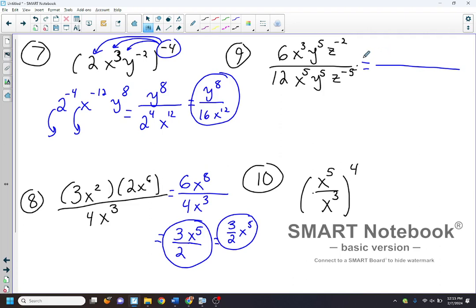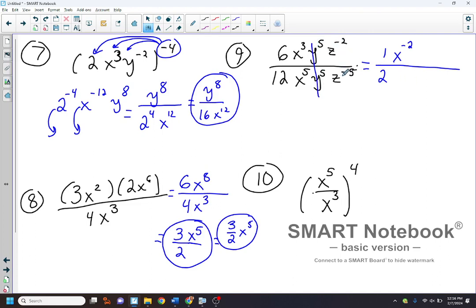Okay. For this one, we'll do 6 over 12 first, which is 1 over 2. Now I'm doing the x's. Notice here, I'm going to put all the x's or variables on top before moving anything. So it's going to be 3 minus 5, x to the negative 2. Y to the 5 over y to the 5, wait a second, that's y to the 0. So that just completely disappears. So no y needed because it completely disappears.